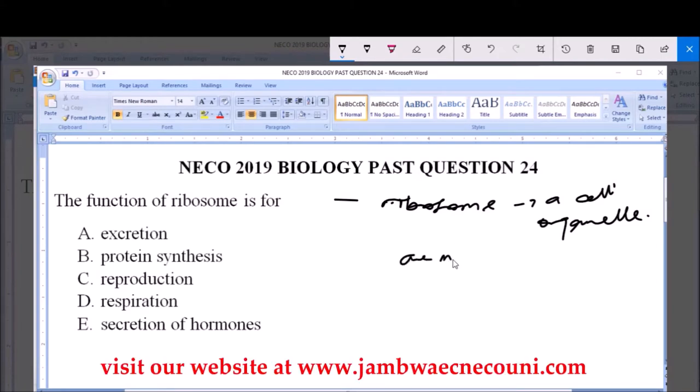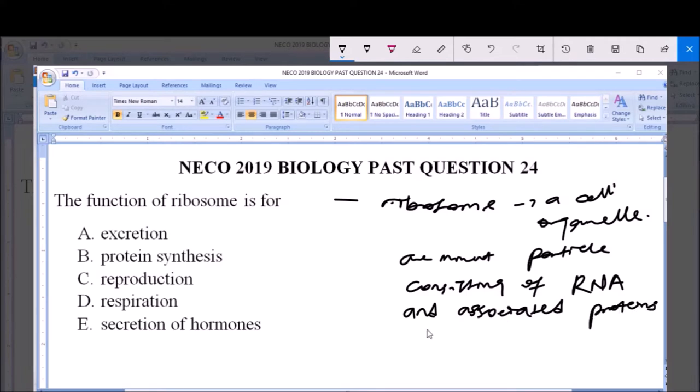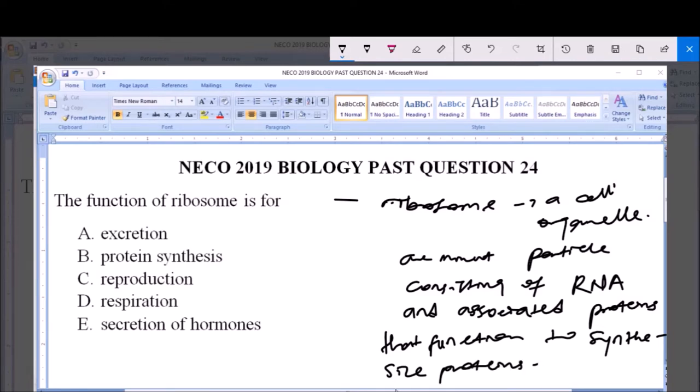Now ribosomes are minute particles consisting of RNA, that's the ribonucleic acid, and associated proteins. Now these associated proteins are often enzymes. We call these enzymes the ribozymes. The RNA and these associated proteins in the ribosome function to synthesize protein. That is, they are responsible for protein synthesis. Therefore, ribosome functions for protein synthesis, and that is option B, due to the RNA and associated proteins it contains. So the function of ribosome is for protein synthesis.